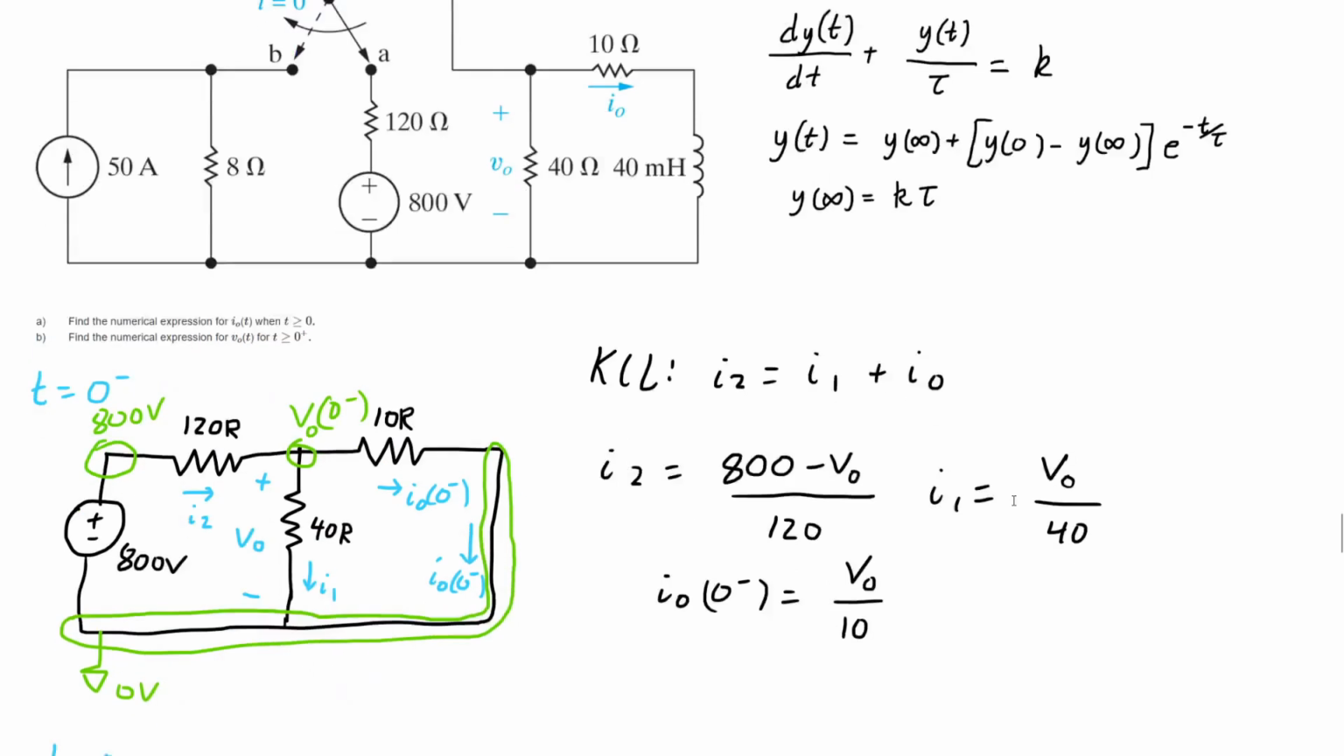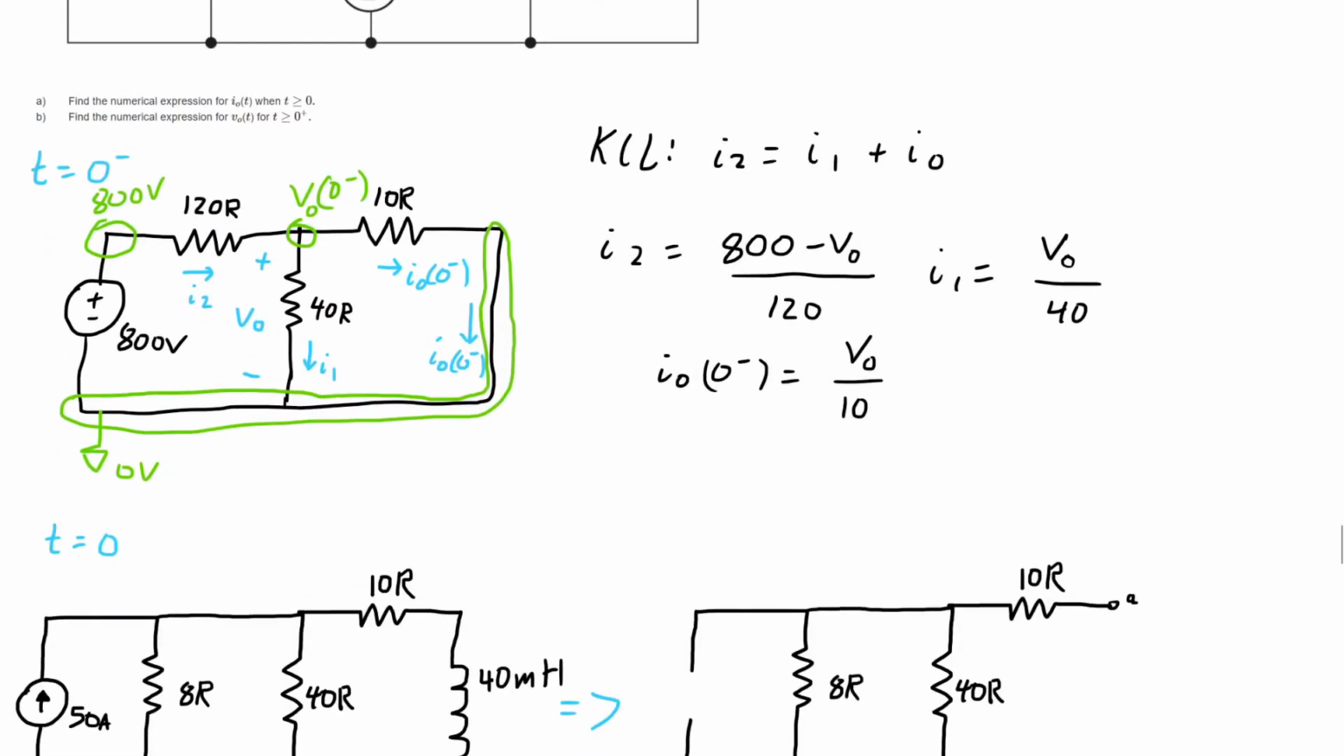So to do that, the first step is we need to find the initial current in the inductor, and to do that we need to find the initial voltage at V0. So it's not too bad. It's the thing we've been doing this whole time. 800 minus V0 over 120 is going to equal I1, which is V0 over 40, plus V0 over 10.